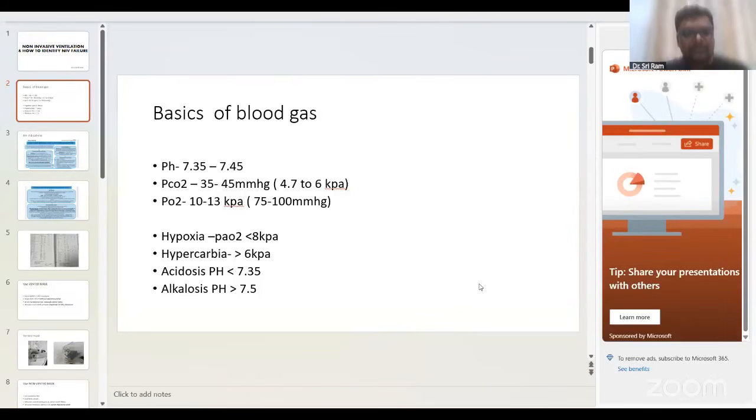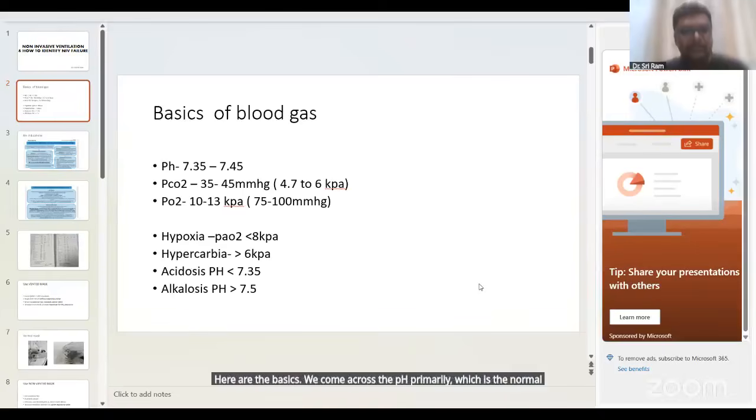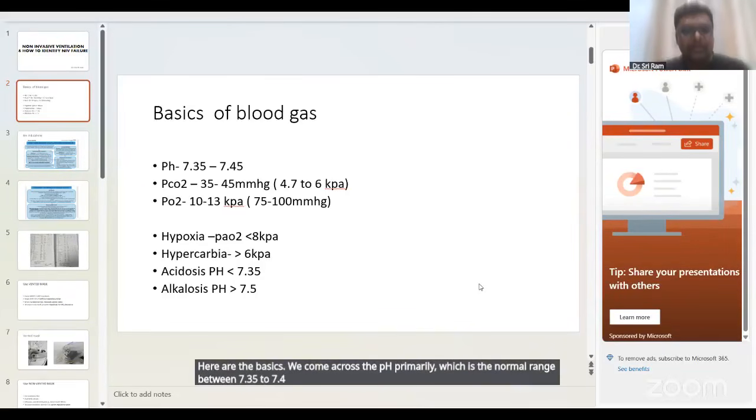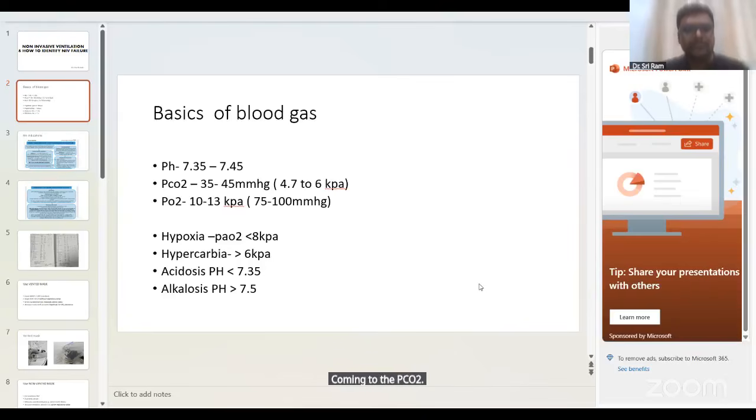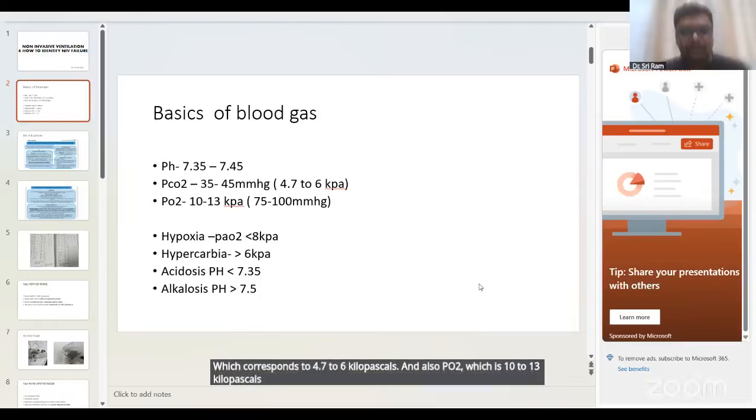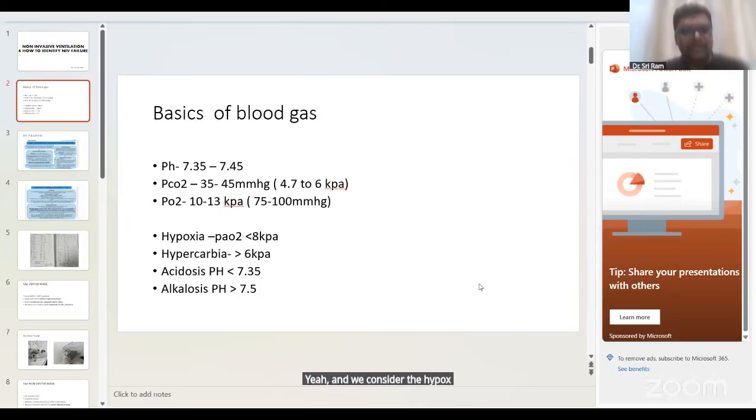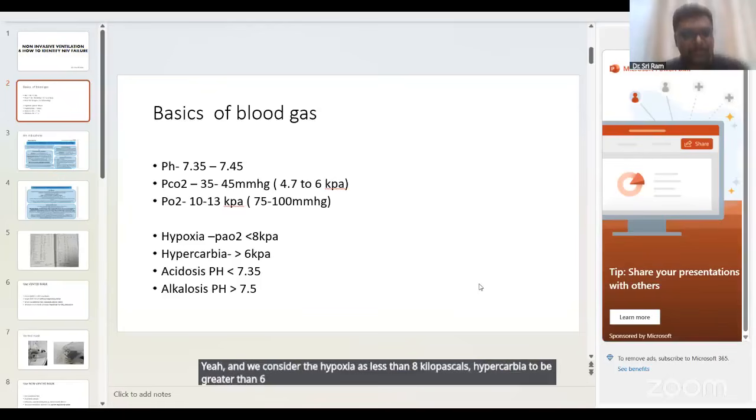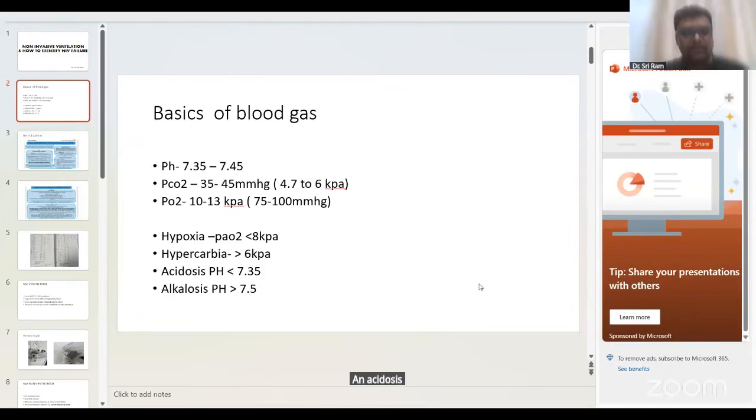We come across the pH primarily, which has a normal range between 7.35 and 7.45. The PCO2 normal range is between 35 and 45 mmHg, which corresponds to 4.7 to 6 kilopascals, and PO2 is 10 to 13 kilopascals. We consider hypoxia as less than 8 kilopascals, hypercarbia as greater than 6 kilopascals, acidosis when the pH is below 7.35, and alkalosis when the pH is above 7.5.